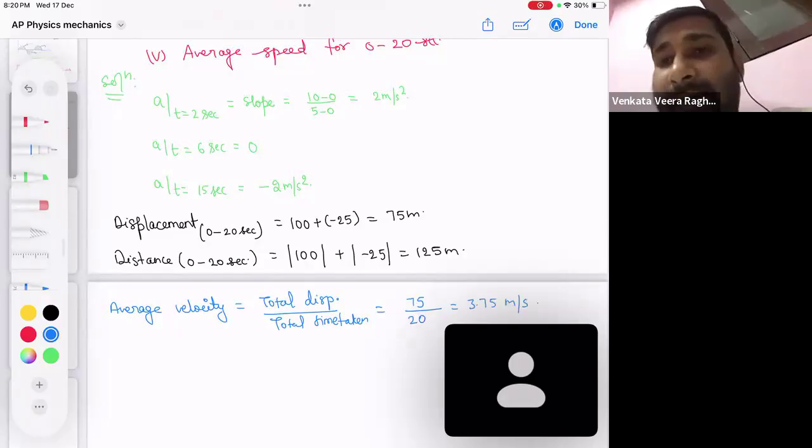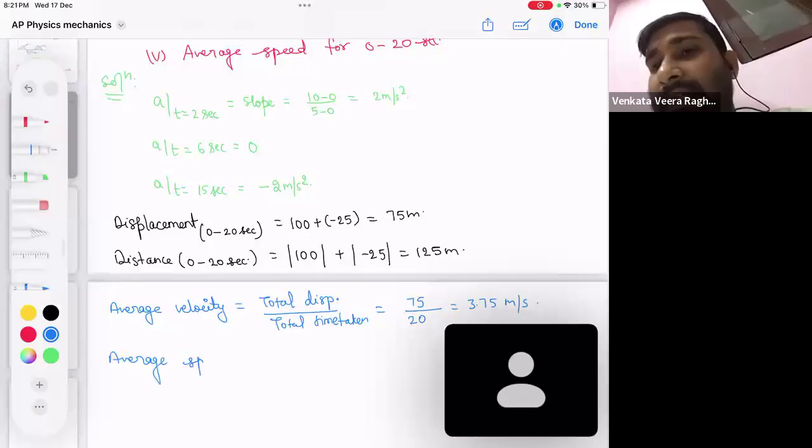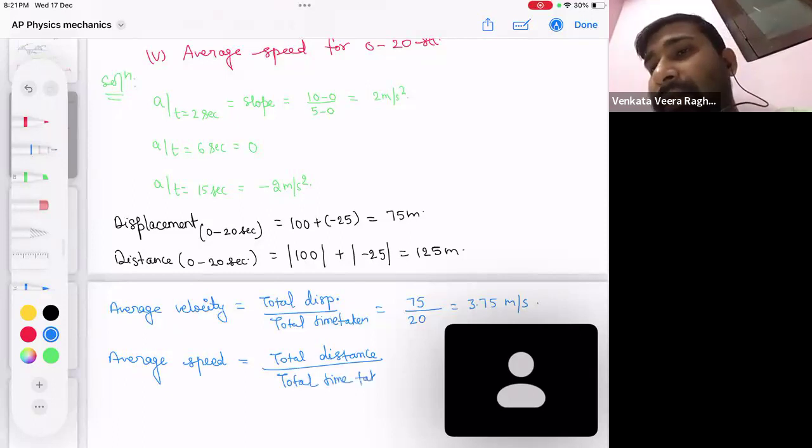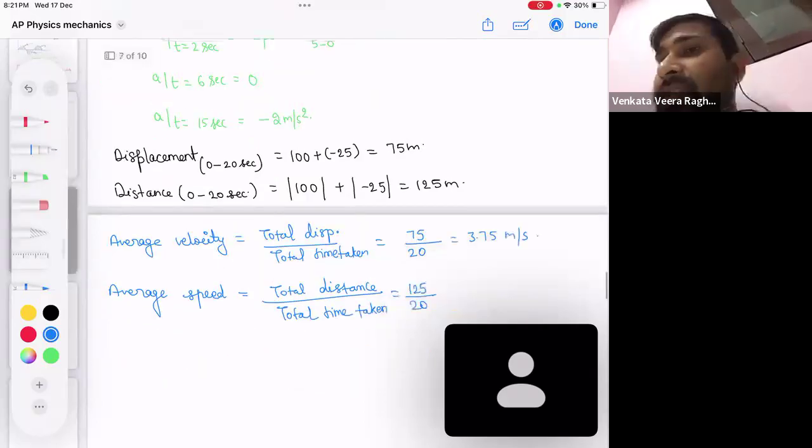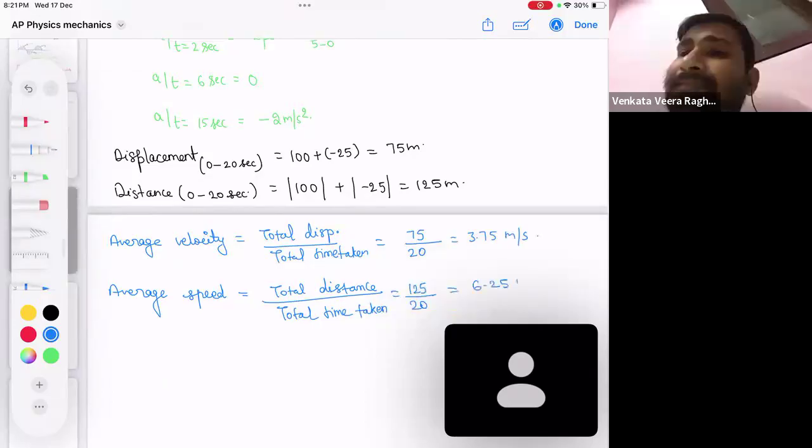And if you calculate the average speed, then what do you need? Do you need displacement or do you need the distance in that case? Please tell me. To calculate average speed, what do you need? Total distance by total time taken. So distance, 125 meter we got, and time taken is 20. So 6.25. Please check once.